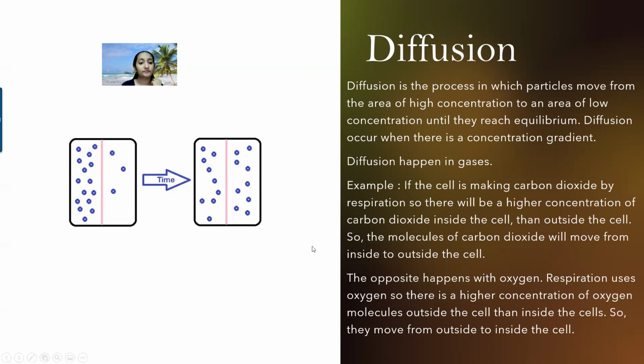low concentration. As you can see in this diagram, over here on this side there is more concentration of particles, and over here there is less concentration of particles. And this is the selectively permeable membrane.